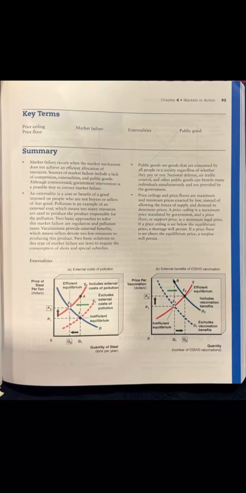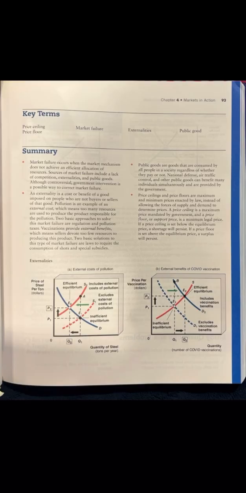Summary: market failure occurs when the market mechanism does not achieve an efficient allocation of resources. Sources of market failure include lack of competition, externalities, and public goods. Although controversial, government intervention is possible to correct market failure. An externality is a cost or benefit of a good imposed on people who are not buyers or sellers of that good. Pollution is an example of external cost, which means too many resources are used to produce the product responsible for the pollution. Two basic approaches to solve this market failure are regulation and pollution taxes.